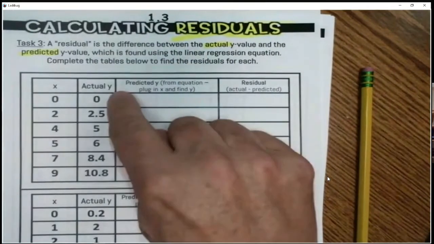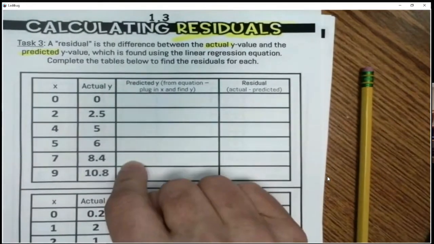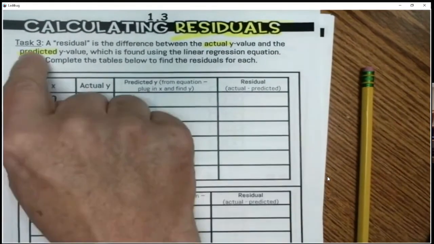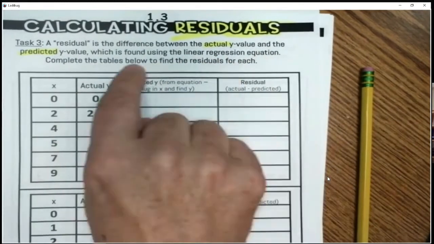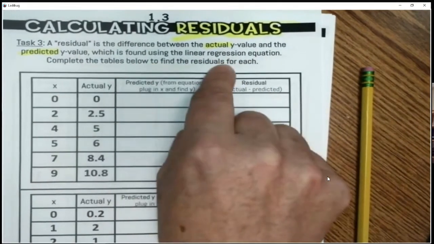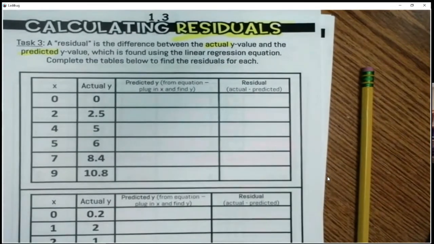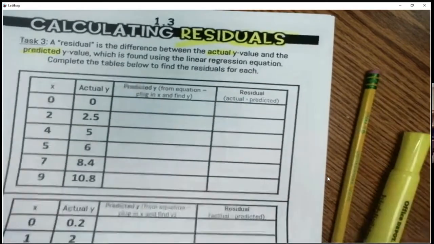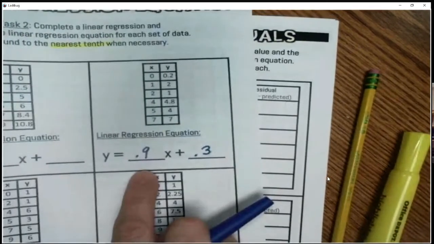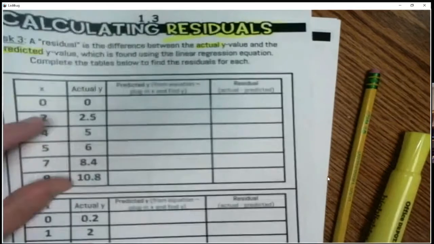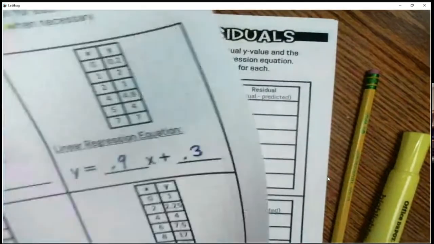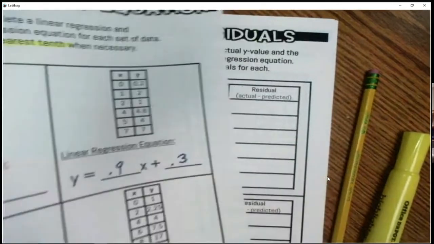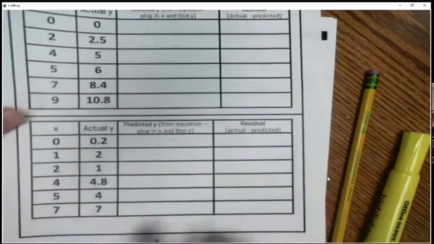We know the actual y values are right here in our table, and we find the predicted one by using that linear regression equation. So complete the tables below to find the residuals for each. Let's go back and write our equation up here so we know what it was: y equals 0.9x plus 0.3. Make sure I'm using the right data here too. We're using the 4.8, 4, and 7, this one down here.